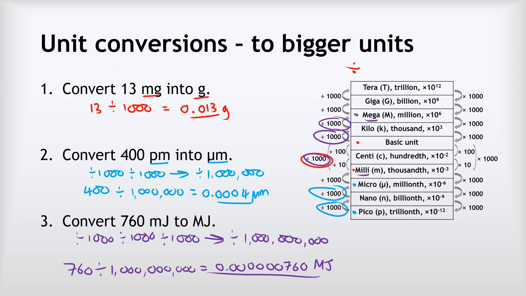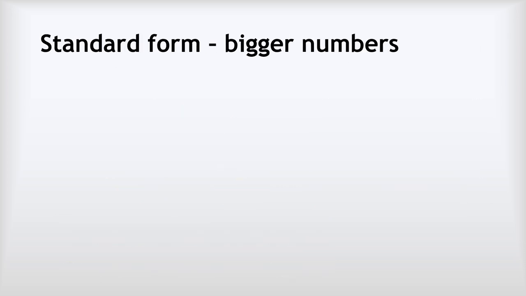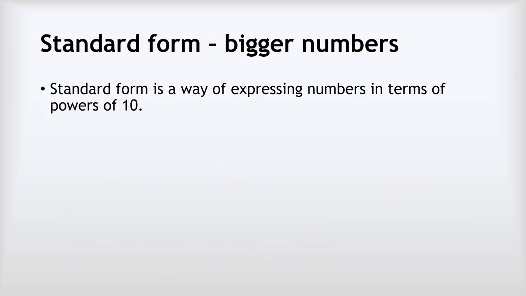Now, you'll see that last answer, 0.00000000760. That's a very clumsy way to write that number, and it's much better represented with something called standard form, which is what we'll look at on the next couple of slides. Okay, so what is standard form? Standard form is a way of expressing numbers in terms of powers of 10.